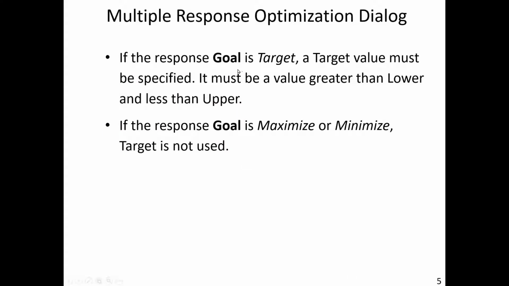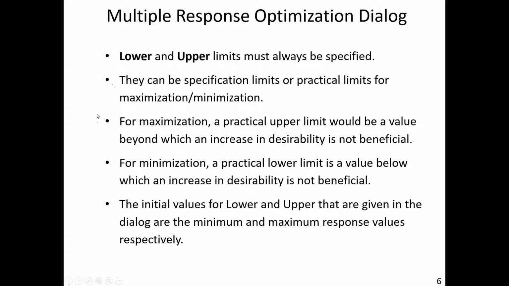If the goal is target, that's the individual response goal is target, a target value must be specified, and it has to be greater than the lower and less than the upper. If a response goal is to maximize or minimize, target is not used. So this is actually a little bit different than other software tools which use target. We use target only when the response has a goal that is a target. All right. Now, so as I mentioned, lower and upper limits must always be specified.